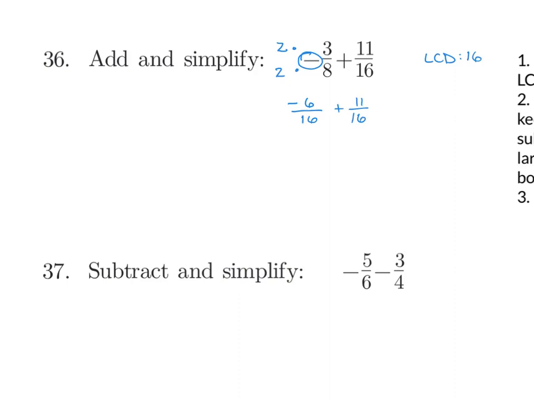If we combine, we get negative 6 plus 11. We have different signs, so we are going to subtract. Keep the sign of the larger number, it's going to stay positive. And we keep the bottom. Can it simplify? The answer is no, and so 5/16 is our final answer.